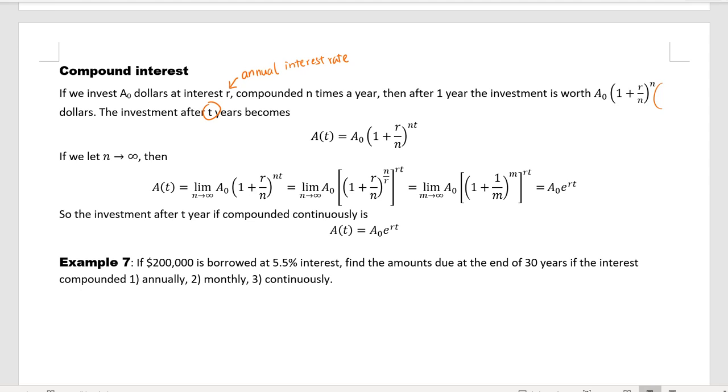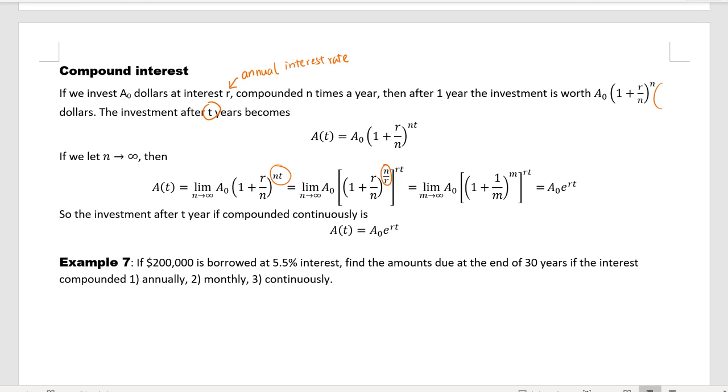And if we let n go to infinity, then we get A(t) equals the limit of A0 times (1 plus r over n) to the nt. We can express this by dividing by r and then multiplying by r. These two are the same, because r cancels.